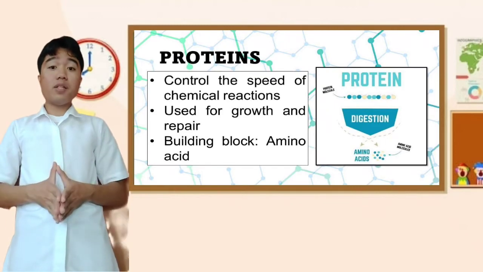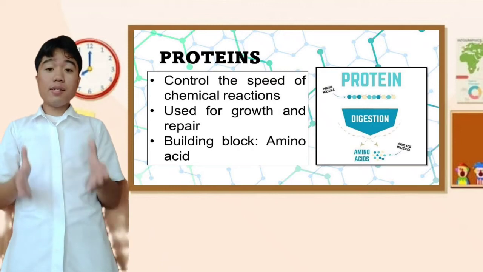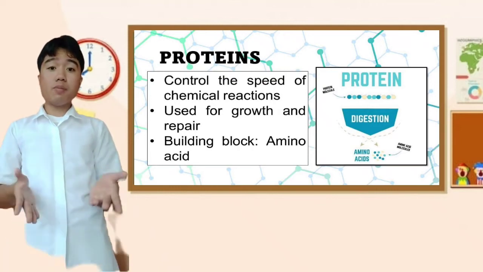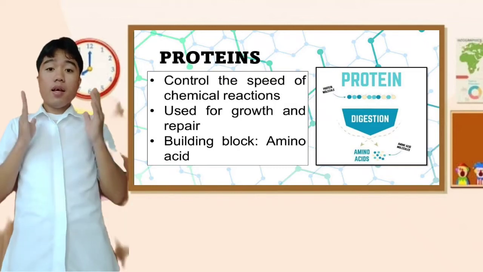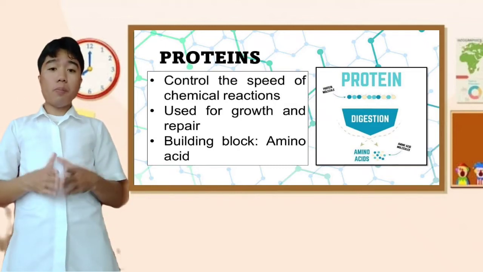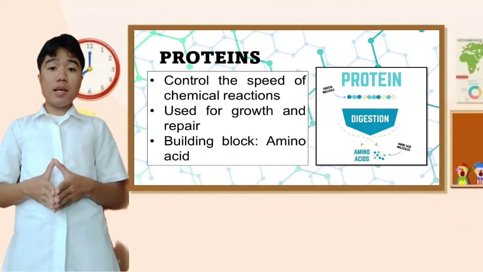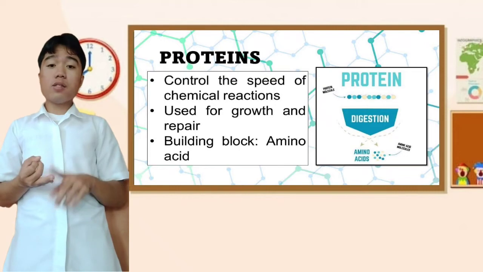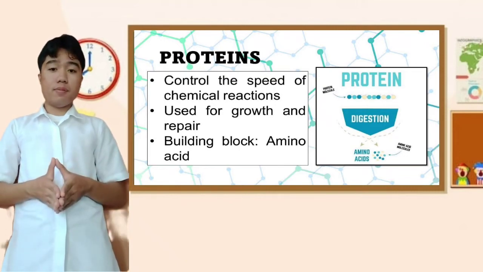Proteins control the speed of chemical reactions. So we have what we call the enzymes, and these enzymes are proteins. So they are responsible for controlling the speed of chemical reactions. And protein is also used for growth and repair. Protein makes up all the structures of all living things like the hair, the nails, the bones, the muscle. All of it is made up of protein.